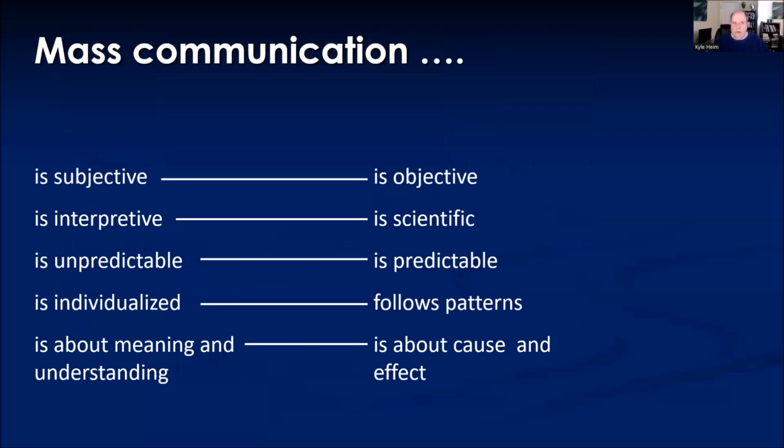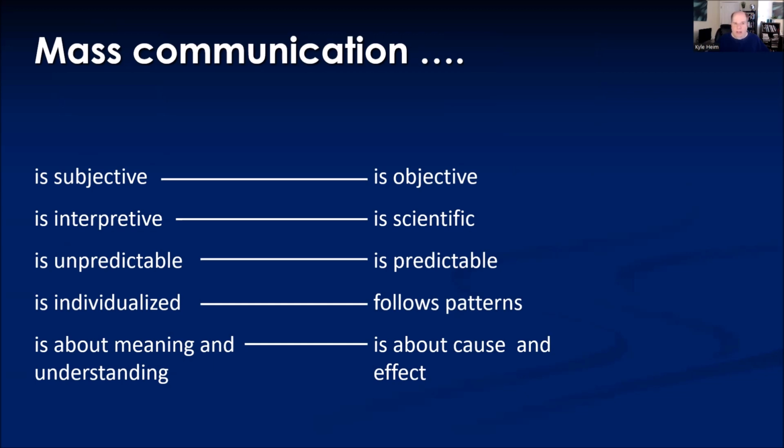So it comes down to, what exactly is mass communication? Is it subjective or objective? Is it interpretive or is it scientific? Is it unpredictable or is it predictable? Does it vary from one individual to another, or does it follow specific patterns? Is it all about making meaning and developing understanding, or is it about cause and effect relationships?